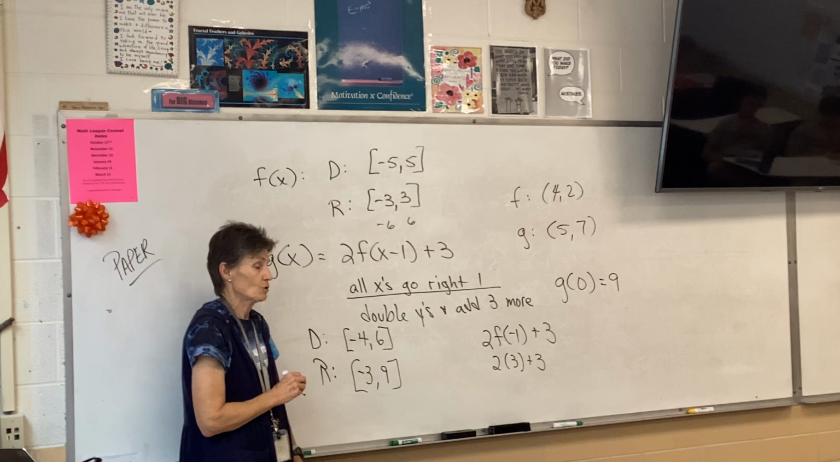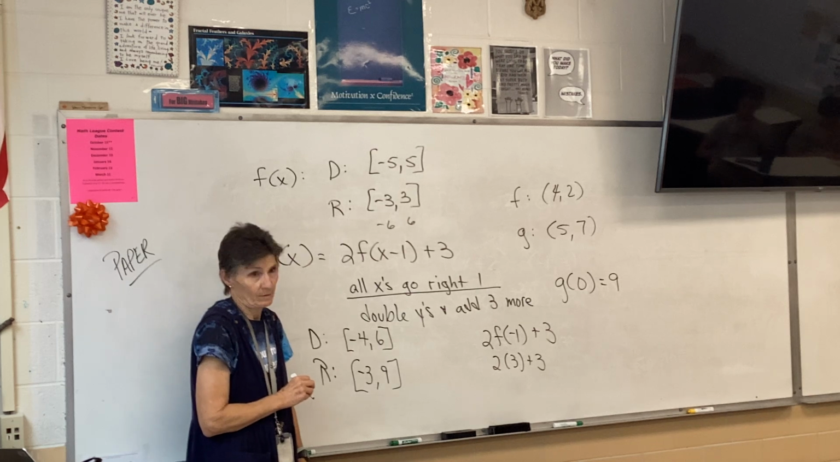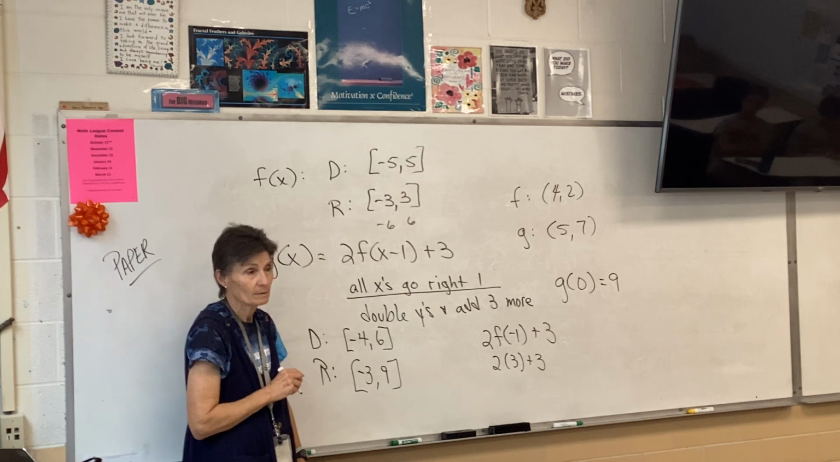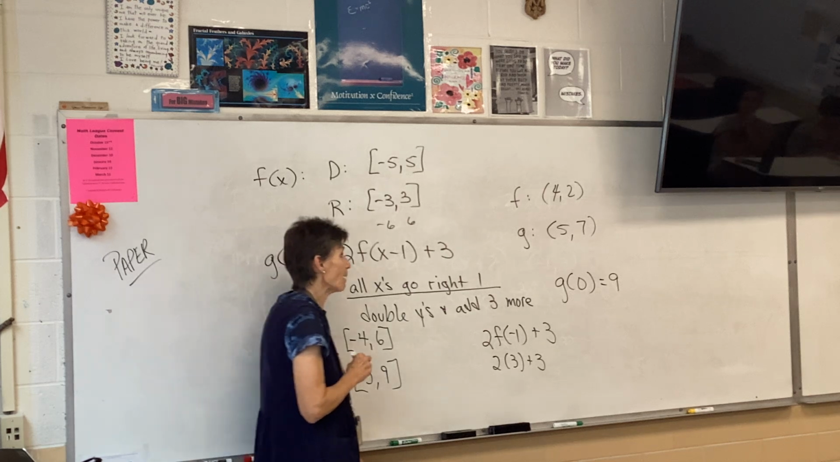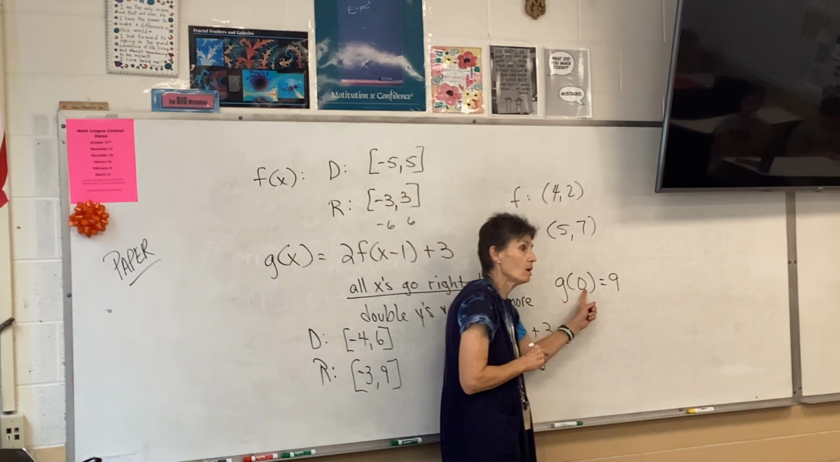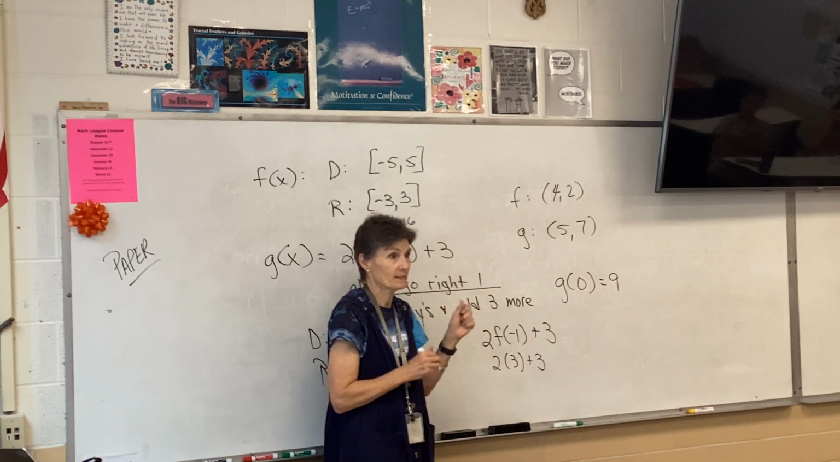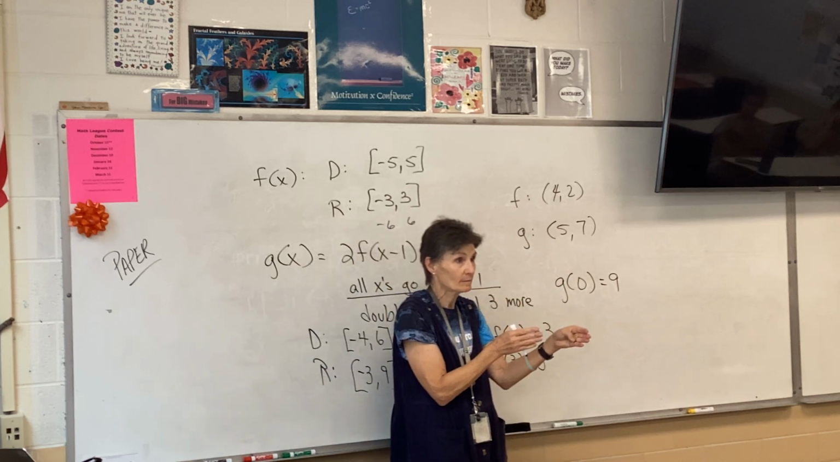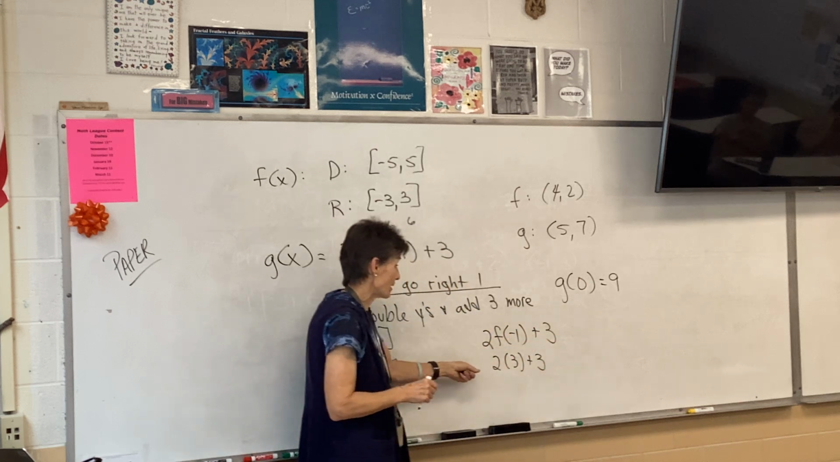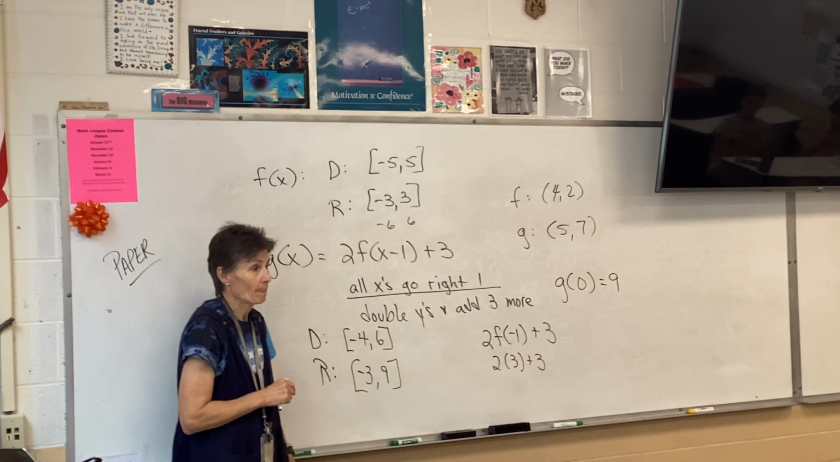The whole picture went right one, right? Right one. So whatever is happening at 0 for G happened at -1 for F, didn't it? Because it got moved right one. So I think that's great. I think that's perfect.